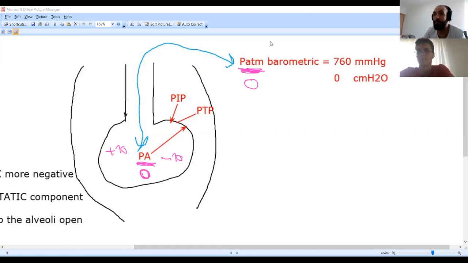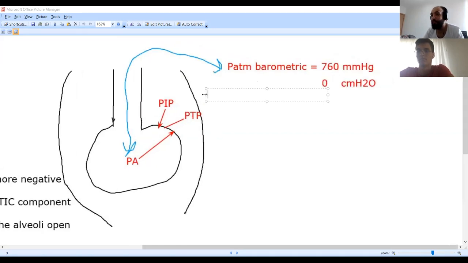Okay, that's it. Now, how do I begin the inspiration? I will affect a pressure. What pressure? We said we can affect only one pressure. Which one? PIP, with the muscle. So what do I do to the PIP? Decrease. PIP will decrease, right? This will do what?